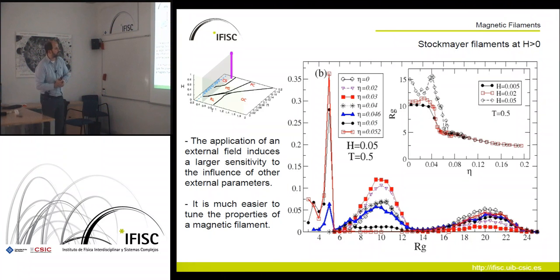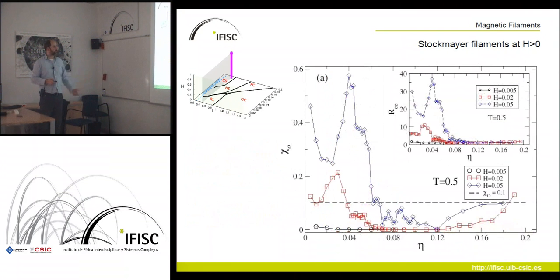And also another message to take home is that the introduction of a moderate field allows us to tune quite easily the properties of a chain, of a magnetic filament, using other external parameters. For instance, as you can realize here, the number of open structures can be modified very easily just by changing the value of eta. That means changing the quality of the solvent, for instance, and so with a very small variation of the parameter eta, the quality of the solvent, you can have a larger population or a lower population of open structures, and that can, for instance, modify the properties of the solution, like the magnetization and the rheology of these fluids.